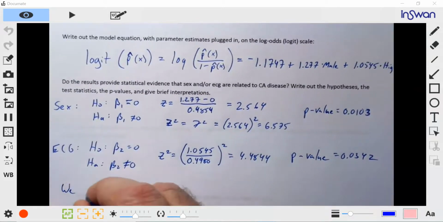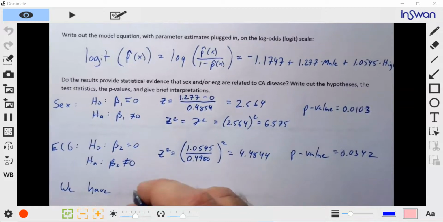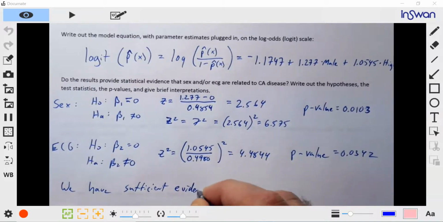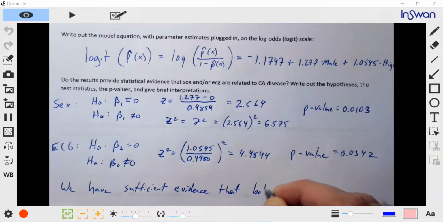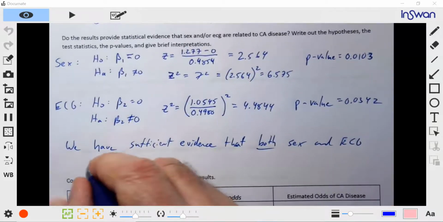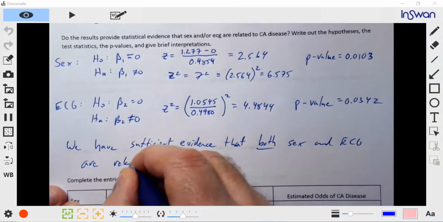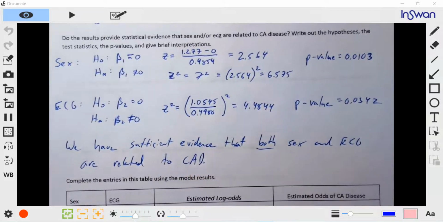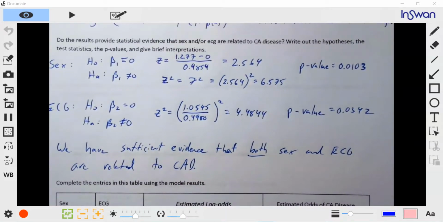So I would say we have sufficient evidence that both sex and ECG are related to CAD. So these model results provide evidence that both sex and ECG are related to CAD.